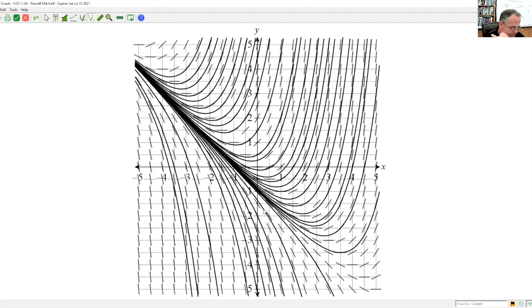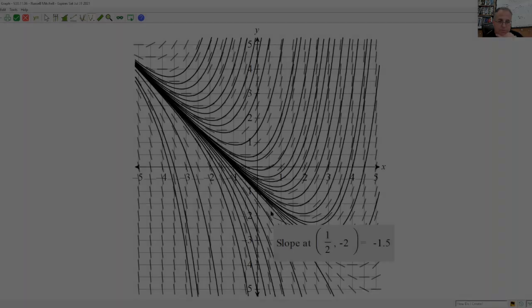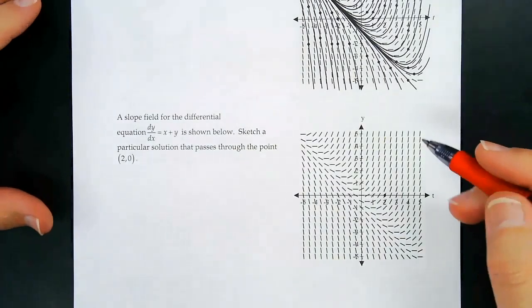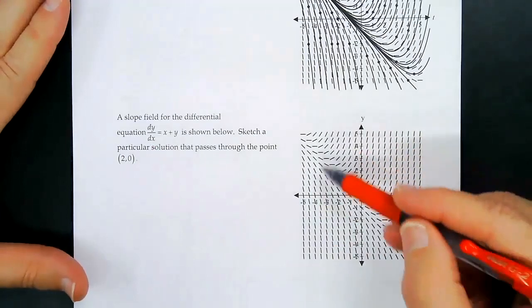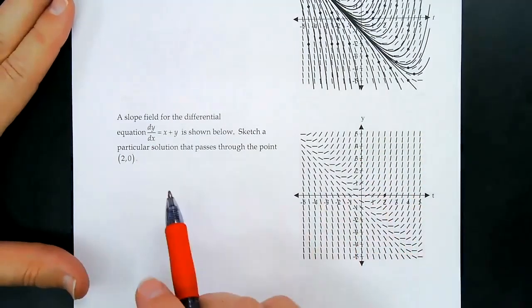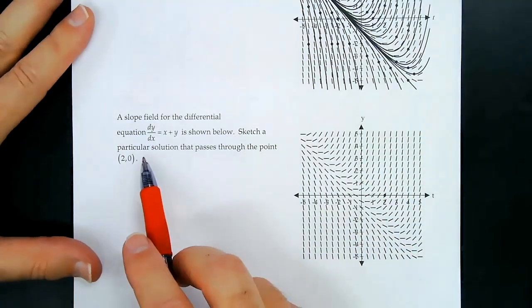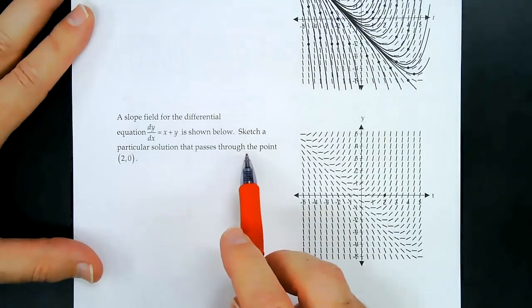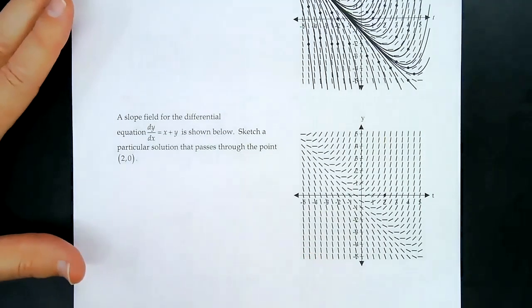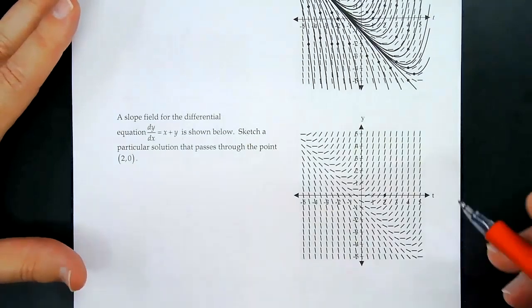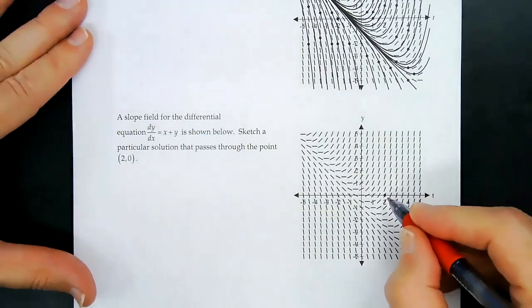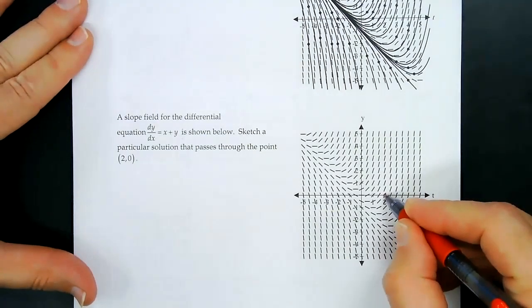So I want to go back and then do the next part of this, and that's actually, we're going to use the slope lines to guide us to help us draw one solution, okay? So right here, we have the same slope field that we were looking at earlier, and we want to sketch a particular solution that passes through the point 2, 0. This is sometimes asked on the AP exam, okay? So we want to draw the one solution that goes through this point right here, this point 2, 0.